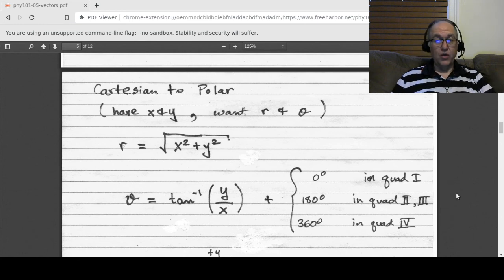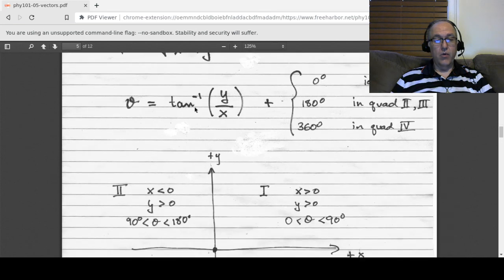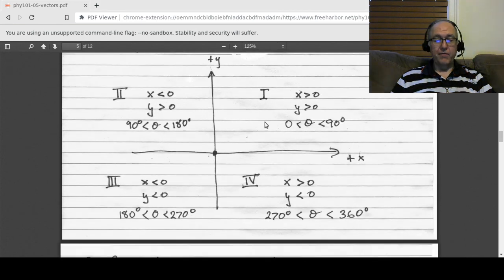But before I do, I better remind you what a quadrant is. Here I have a picture of the 4 quadrants. Here's my x, y plane. This is quadrant number 1. Here's quadrant number 2. Here's quadrant number 3, and there's quadrant number 4. Quadrant number 1, looking at theta, is between 0 and 90 degrees. Quadrant number 2 is between 90 and 180. Quadrant number 3 is between 180 and 270. And quadrant number 4 is between 270 and 360.